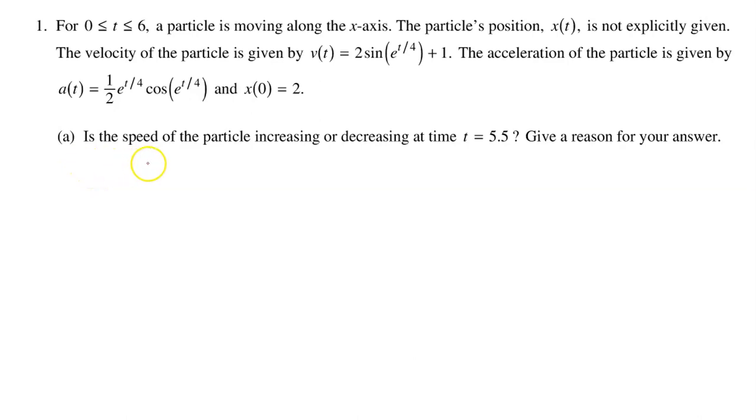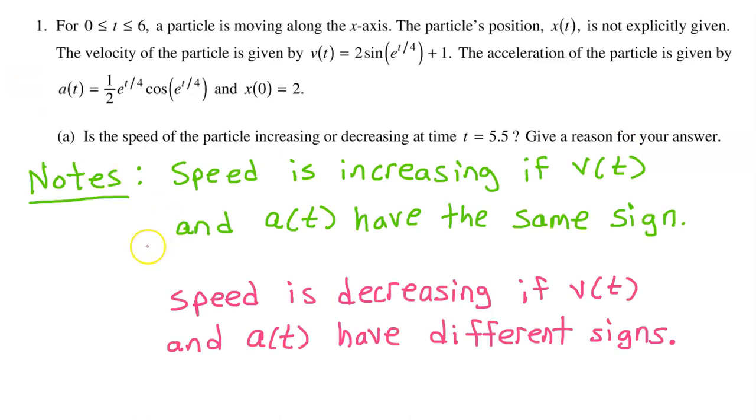Part A. Is the speed of the particle increasing or decreasing at time t equals 5.5? Give a reason for your answer. Here are some notes that you will need in order to answer this question. Speed is increasing if the velocity and the acceleration have the same sign. Speed is decreasing if velocity and acceleration have different signs. So our strategy will be to find the velocity and the acceleration at t equals 5.5 and find out if they have the same sign or different signs.